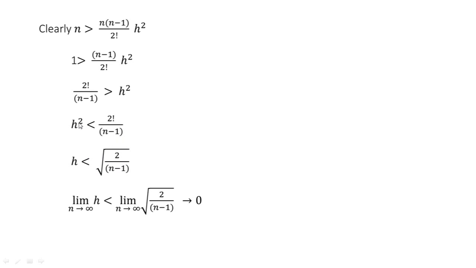Now h is less than the square root of 2 factorial, which is 2, by (n minus 1). Now take the limit as n tends to infinity on both sides. The limit of this value is, as n tends to infinity, 2 by infinity, which will be 0. That means as n tends to infinity, h tends to 0. The limit of h value is 0.